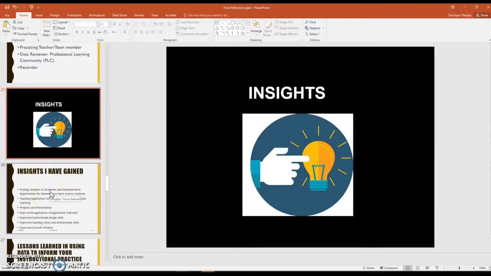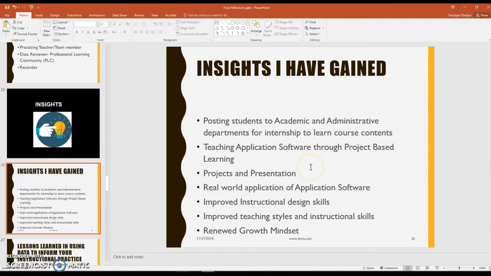I'm going to look at the insights I gained from the whole process. First, like I mentioned earlier, the most important insight was the fact that I could have students posted to the administrative units on campus, where students had real-world hands-on experience using application software, for Word and Access. This is very important because it introduced students to doing it themselves, doing it in action. So, teaching application software like Word, Access, and Excel through project-based learning.